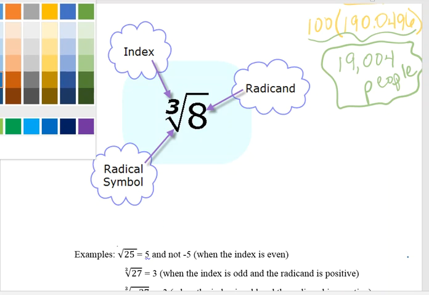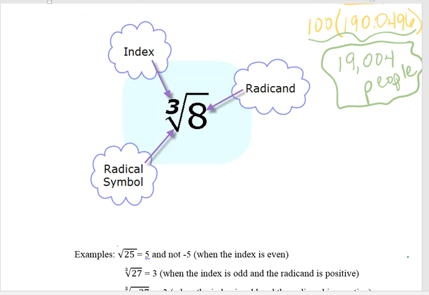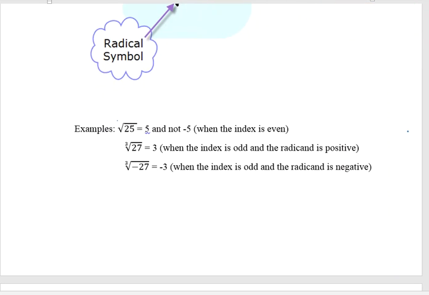As we look down, we're going to see some other options. So here we have the square root of 25. Now I know it's a square root because there's nothing here, so it's understood to be a 2. So this question is asking what times itself is 25? Well, in reality, both of these answers are correct. 5 times 5 is 25. That's true. Negative 5 times negative 5 is also a positive 25.